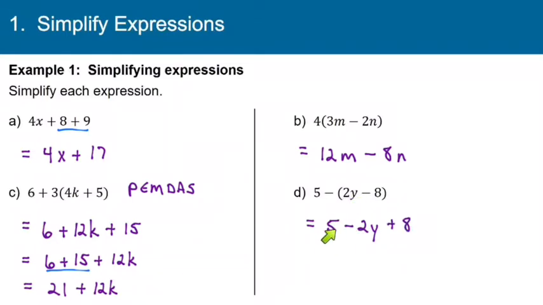And now we can see that we have a 5 here and an 8 here. Both of these are just plain numbers, what we call constants. And so we can rearrange these terms. We'll have 5 plus 8 minus 2y. And now you can see that the 5 and the 8 can be combined, so that will give us 13 minus 2y.